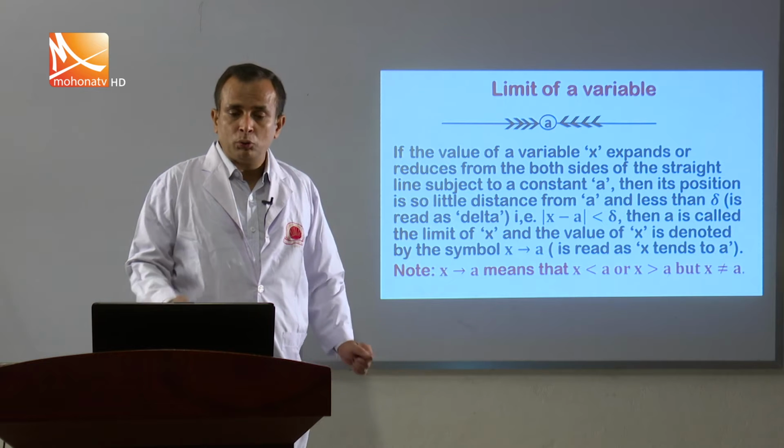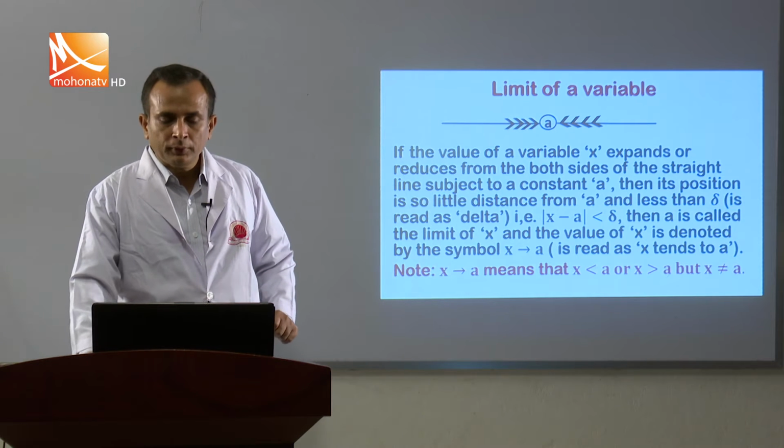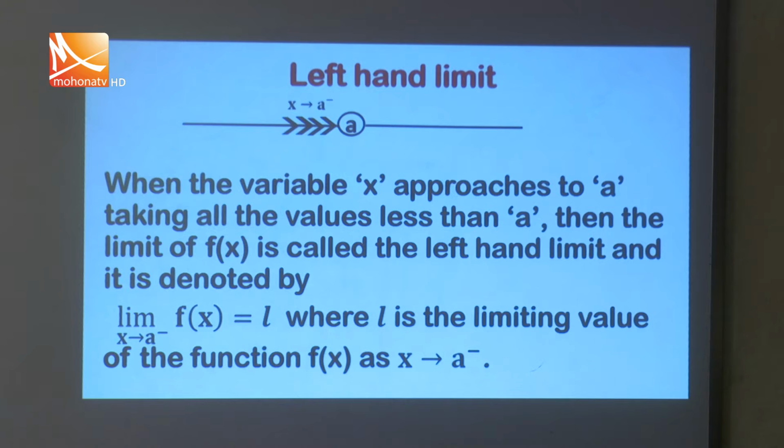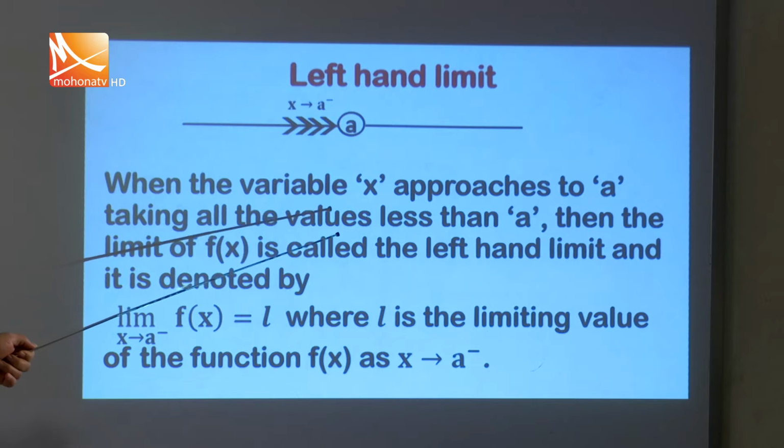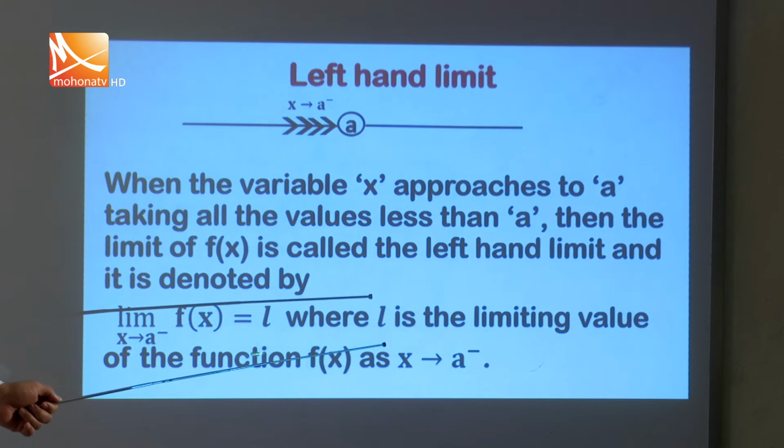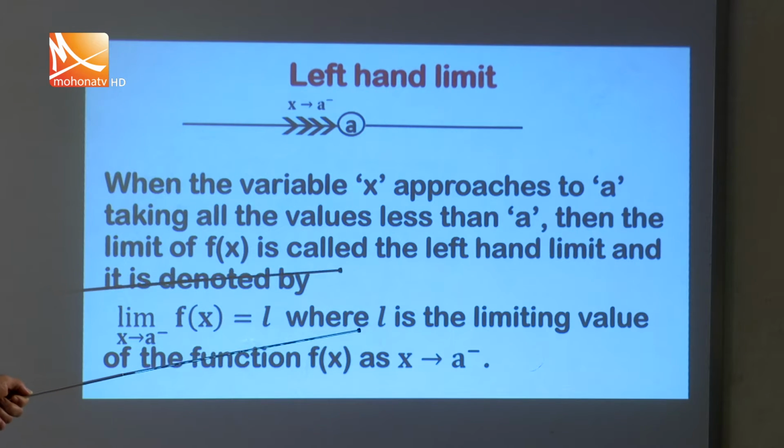Now we would like to go to the next slide. Then left hand limit. Now we are going to discuss left hand limit. When the variable x approaches the constant a, taking all values less than a, the limit of f of x is called the left hand limit. It is denoted by limit x tends to a minus f of x equals L, where L is the limit or limiting value of the function f of x as x tends to a minus. I think everybody has understood.